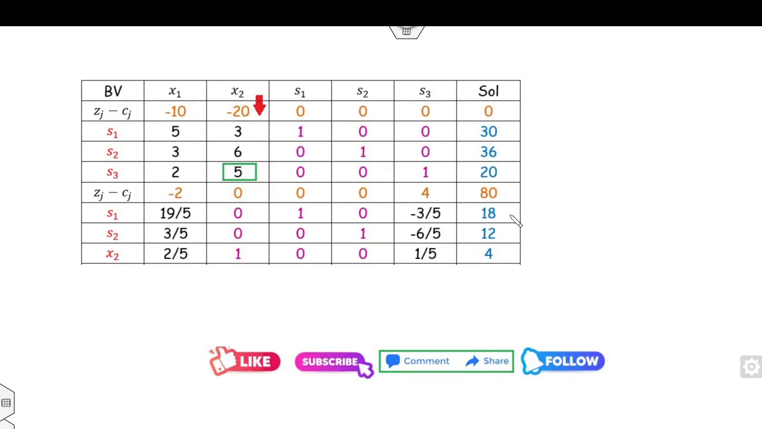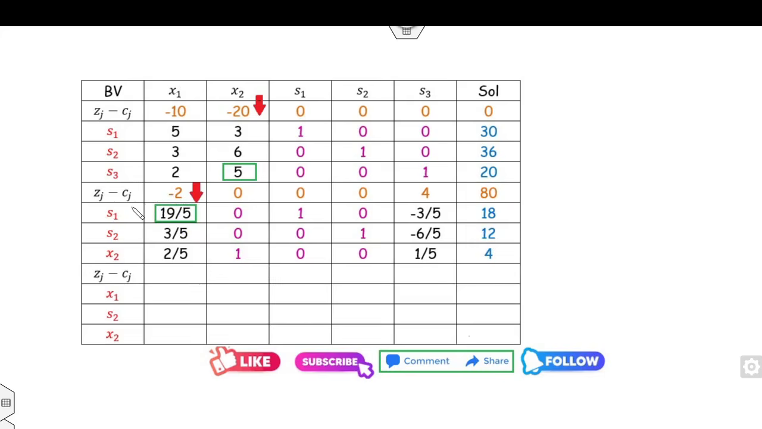Again, look at the Zj minus Cj. You can see this is the only negative, so you can enter it. Fine. And look at the ratio. It is 18 divided by, so it is 90 divided by 19. It is 20. 4 divided by, so that is 10. So clearly this is the minimum value. Fine. So the pivot element is 19 over 5. x1 is my entering variable. s1 is my leaving variable.